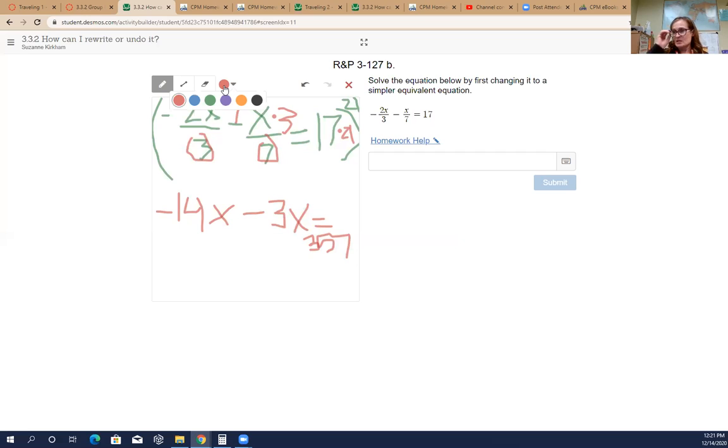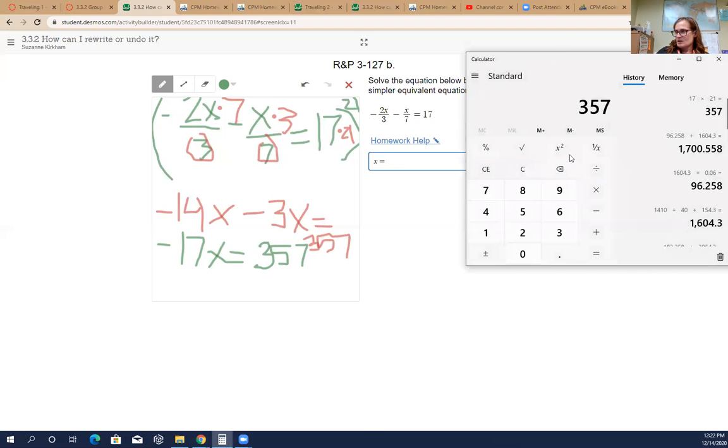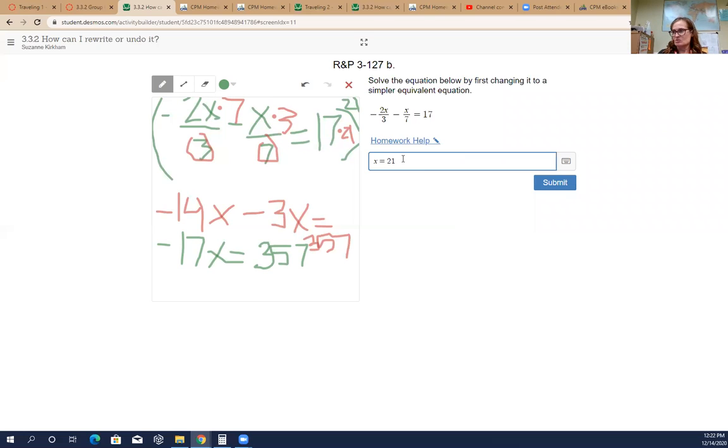We've got negative 14x minus 3x. What is negative 14 minus 3? Negative 17x. So negative 17x equals 357. What is 357 divided by 17? Okay, so we pull up our calculator. 357 divided by 17 equals 21. Yep, so x equals 21.